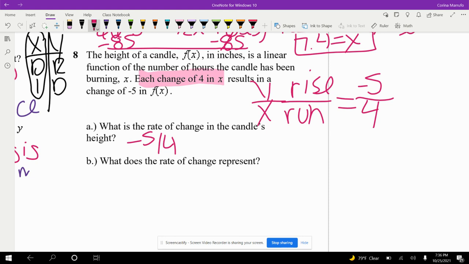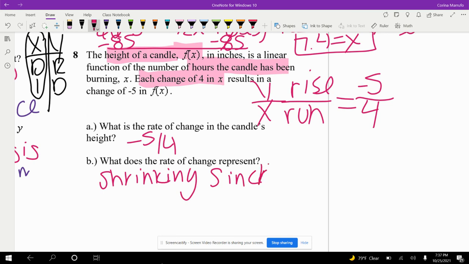No, you're fine. Okay, and then it says, what does the rate of change represent? So it says here, the height of the candle, which is your f of x, in inches is a linear function of the number of hours the candle has burned. So that means that the negative 5 is my y value. So that means that it is shrinking, because it's negative 5 inches every 4. And then it tells us it's hours. So 4 hours. And that's it for that one.